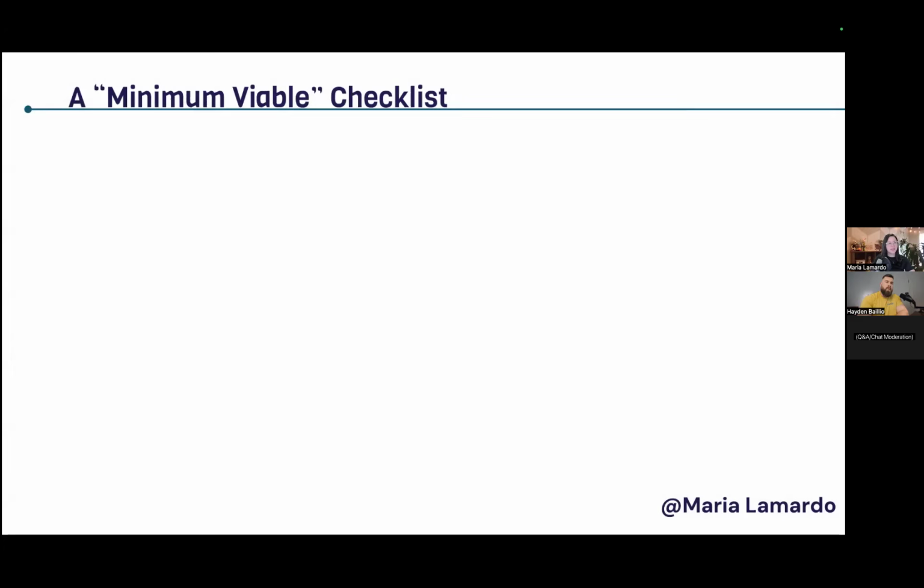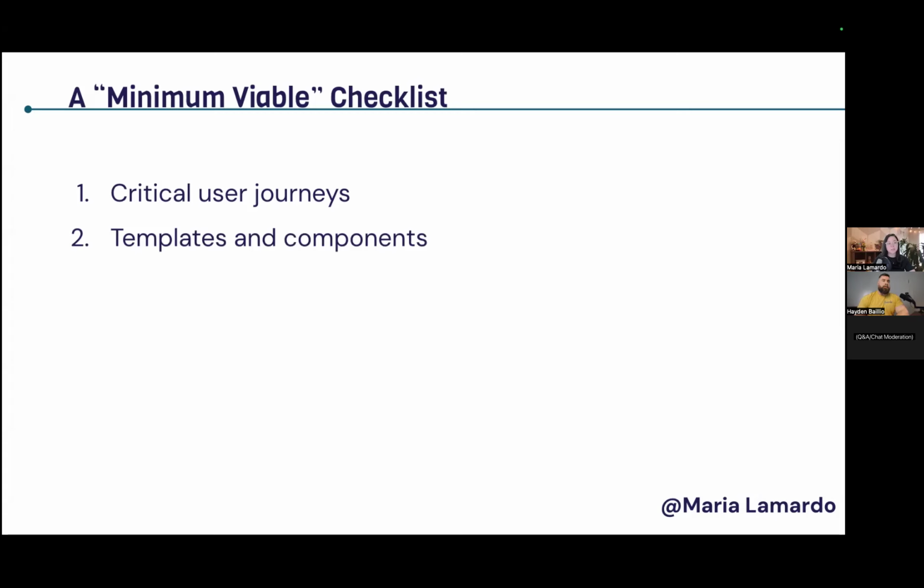Now, here's a quick checklist of areas to pay close attention to. Number one, I would say the most important is your critical user journey. So think about those top tasks, applying for things, paying for things, scheduling things, any requests. Next, look at your templates and components. Look at your headers, your navigation, your footers, alerts, any reusable component that you're using throughout your sites.